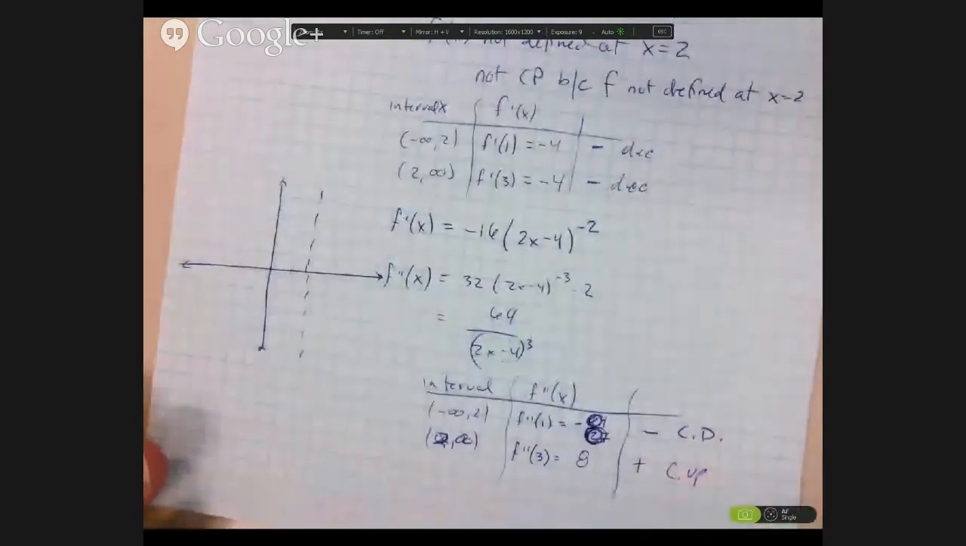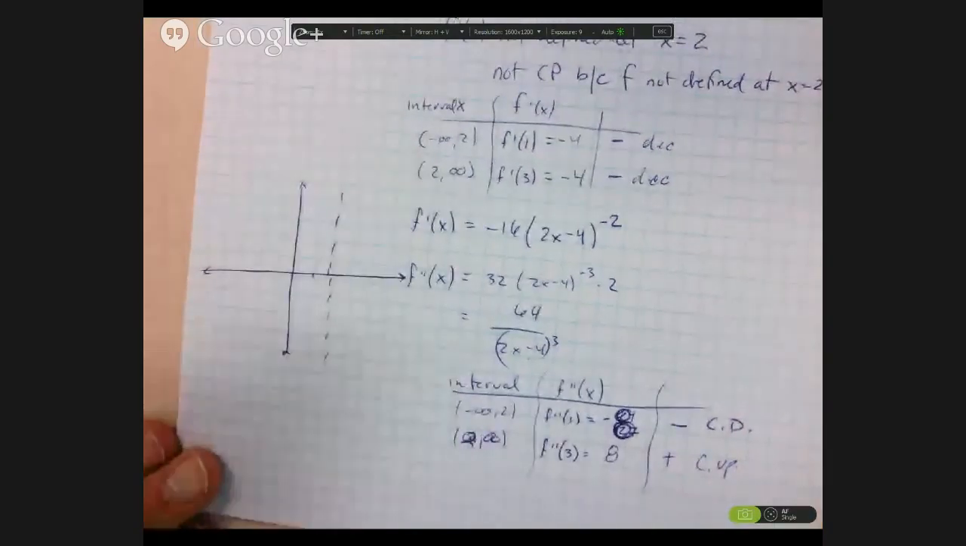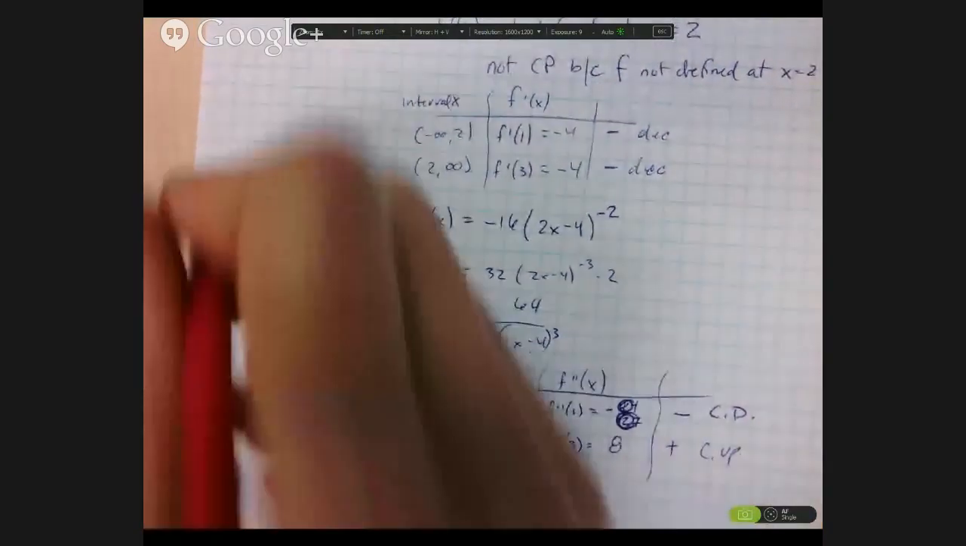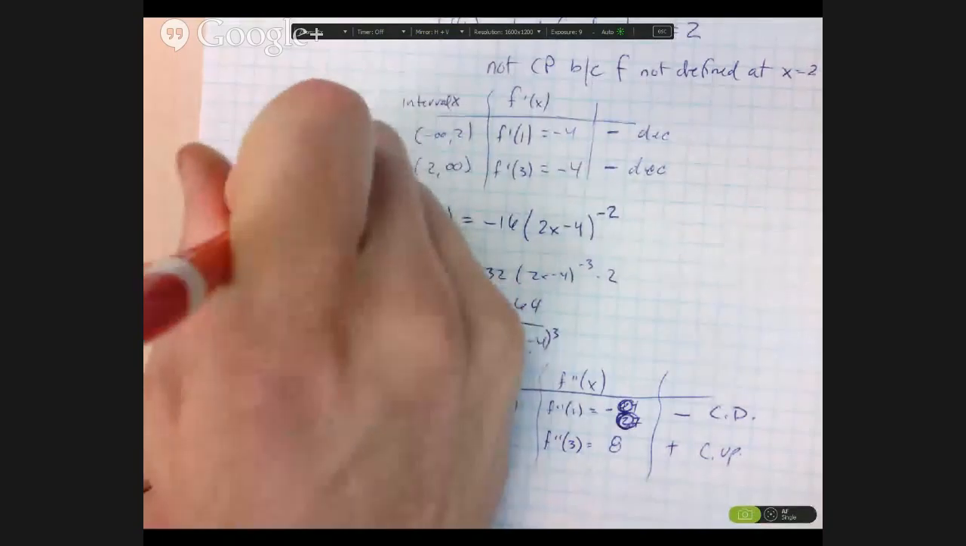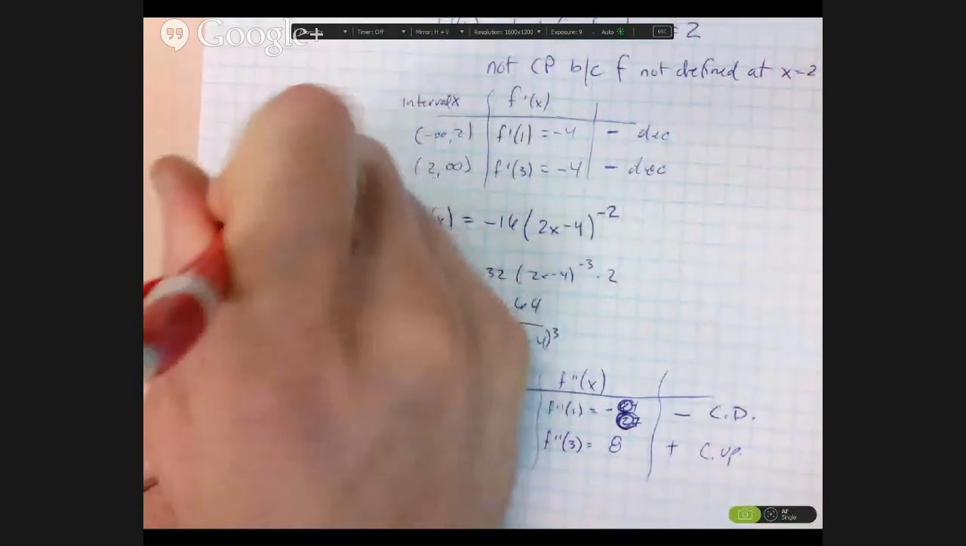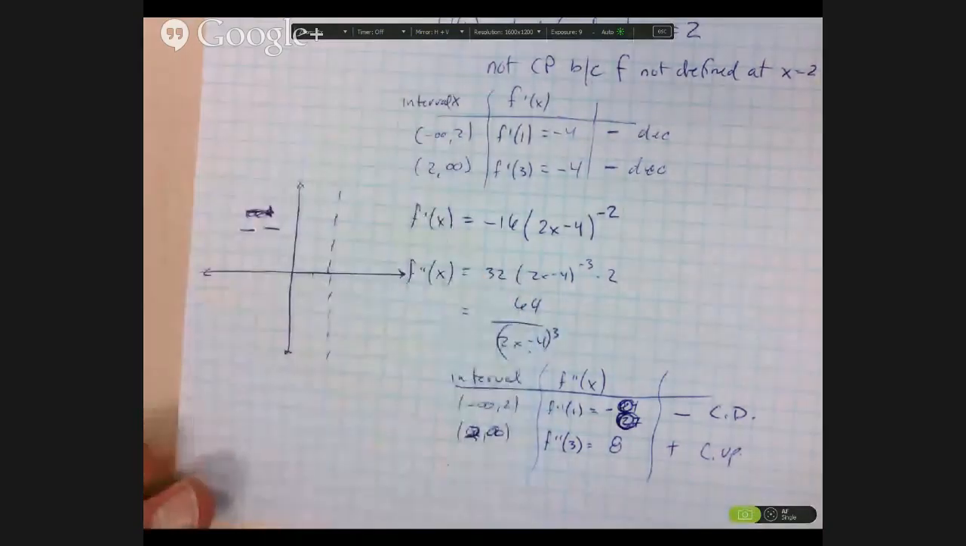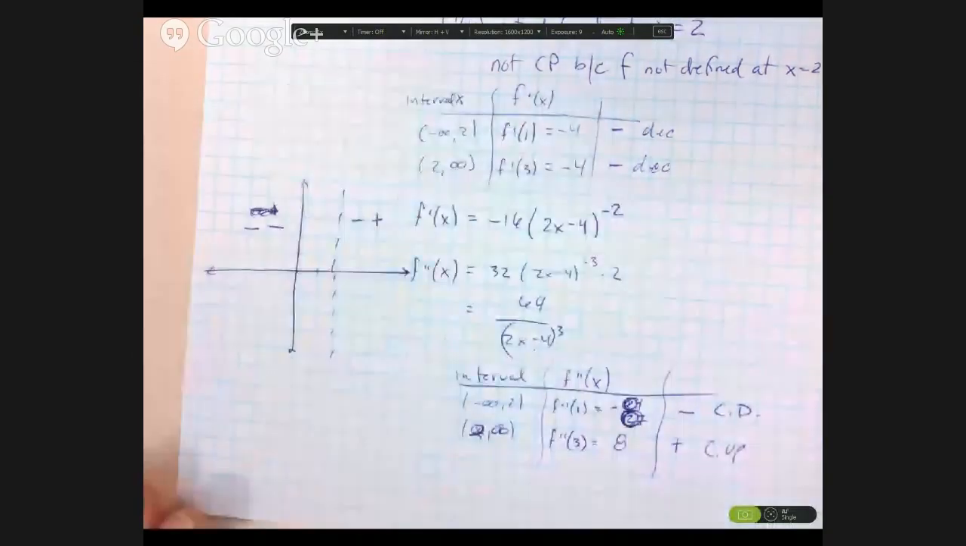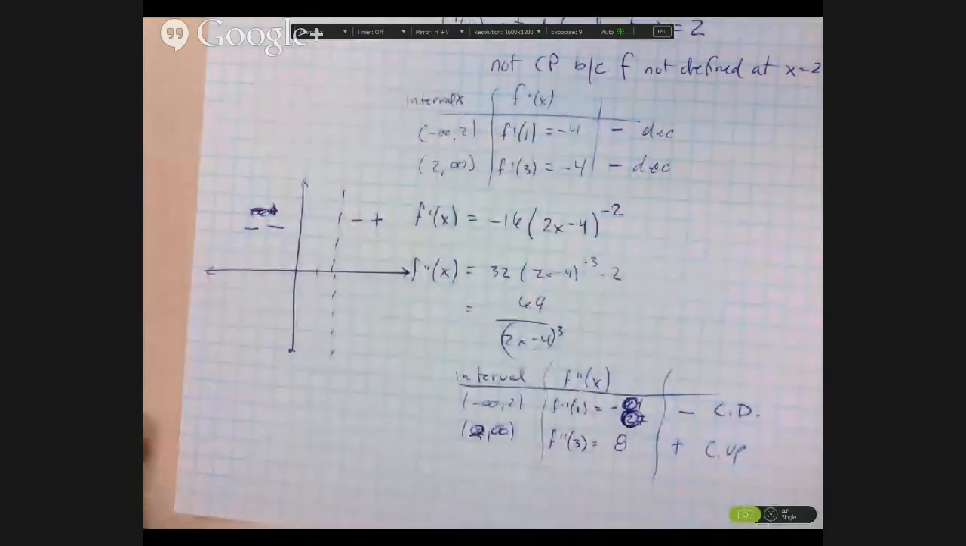Okay, so here's what we have so far. We have the vertical asymptote, and then we have negative, negative over here for the first and second derivative, and then negative, positive here. But we don't know the horizontal asymptote. How are we going to find that?